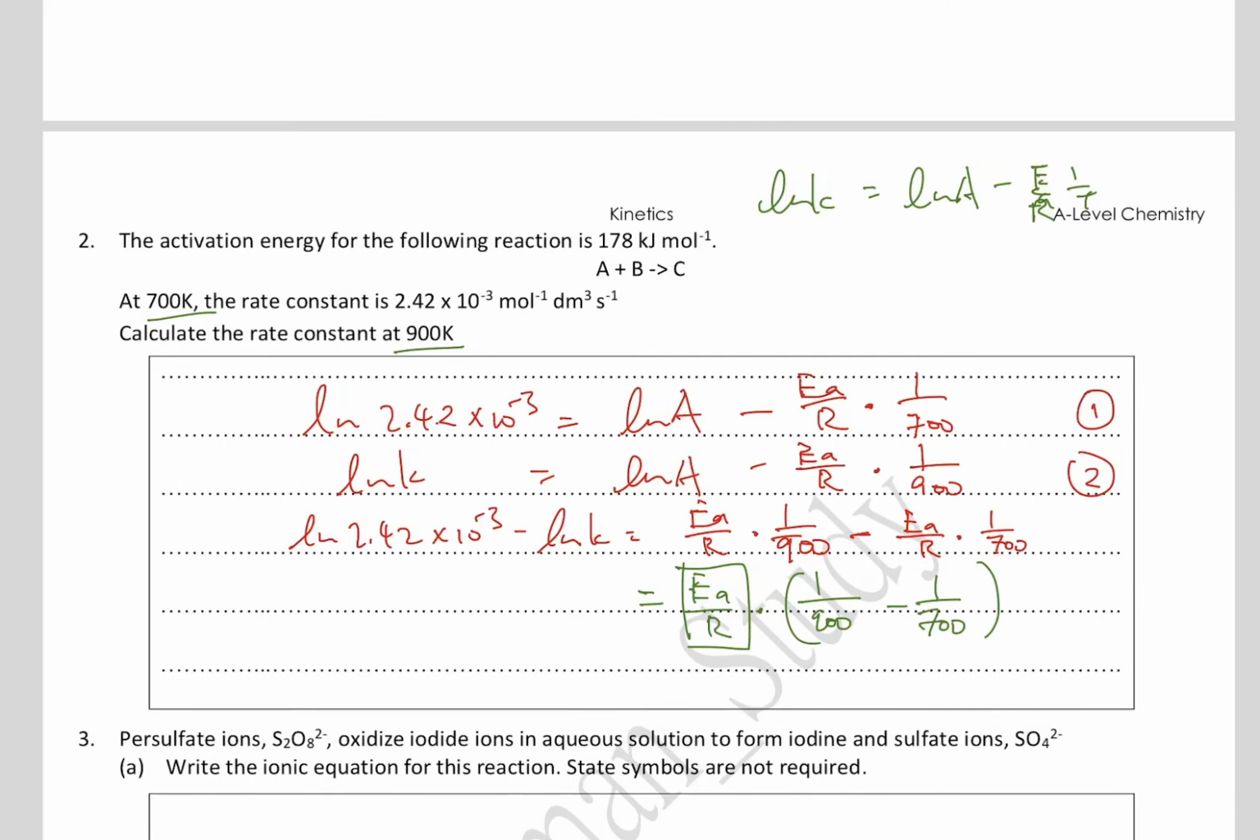And then obviously the left side, you can just punch in the number to solve: ln 2.42 times 10 minus 3, which is 8.8376 times 10 minus 4, minus ln k. And then the right side, you can have 1 over 900 minus 1 over 700, over 8.31, and then times EA. And remember that here it is joule per mole. That means the value of EA is no longer 178. You should put in 178 times 1000.